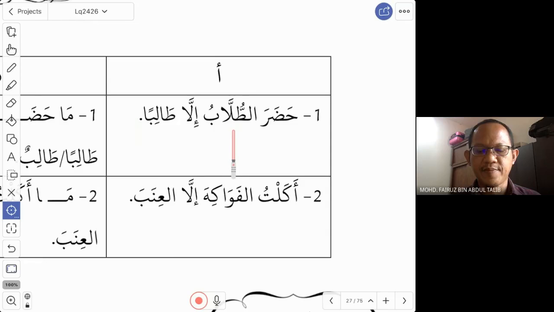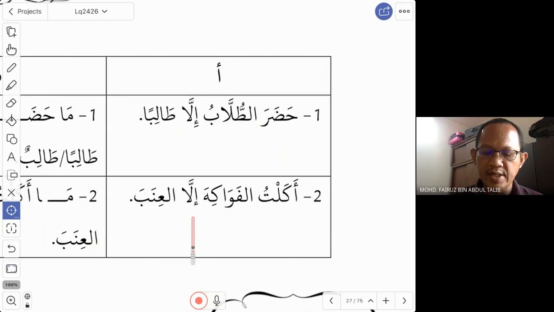Tullab. The talib is the mustasna. So here we have the mustasna minhu, which is the word tullab. Since the mustasna minhu is available in the sentence and it is musbat, then the mustasna is always in the mansub state. So it is always mansub, wajib. That is why they said it is wajib. When something is mansub, normally you will end it with a fathah.